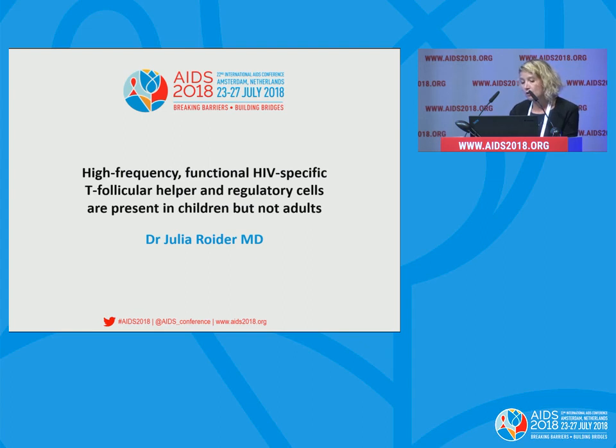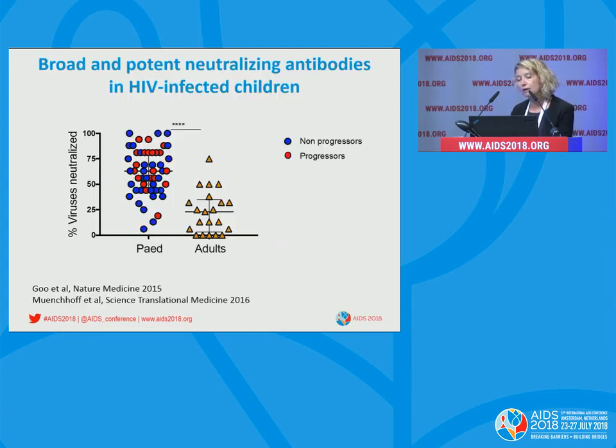So to give you some background, HIV-infected children show, in contrast to chronically infected adults, broad and potent neutralizing antibodies. As you can see on this graph, a median of around 63% of the viruses tested in the panel was neutralized by the group of HIV-infected children. Meanwhile, in the chronically infected adults, it's only about 20%.